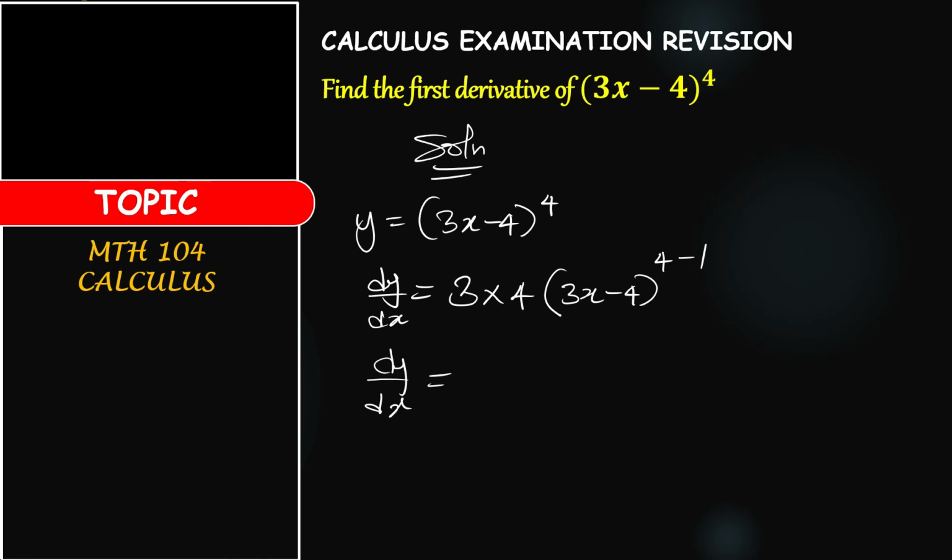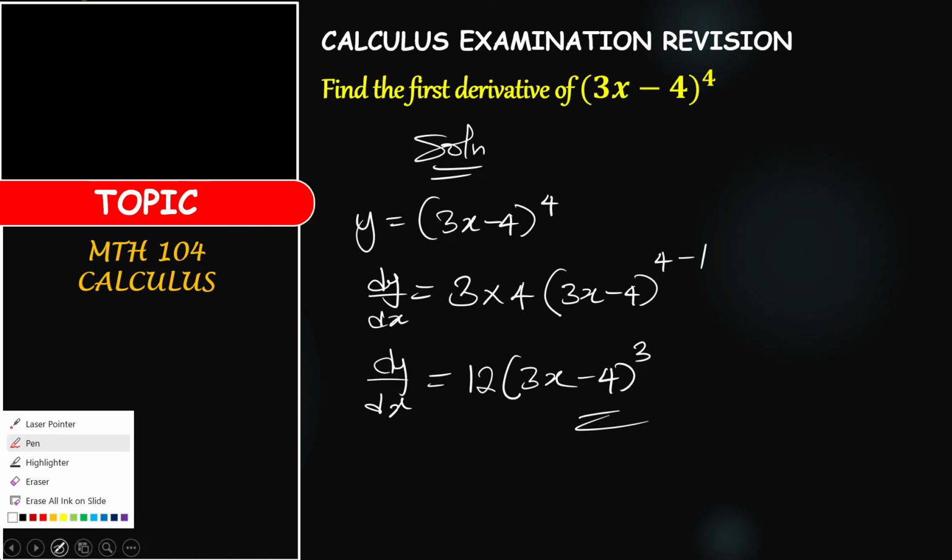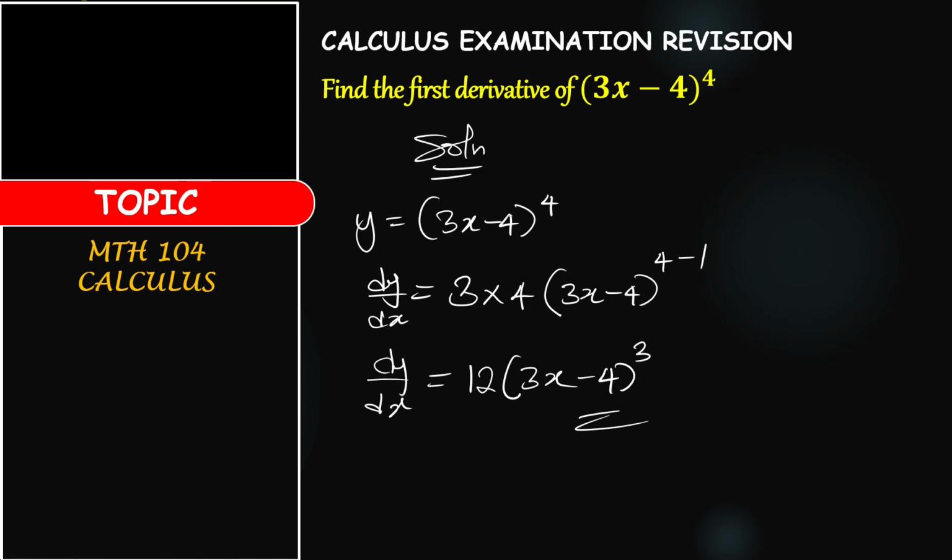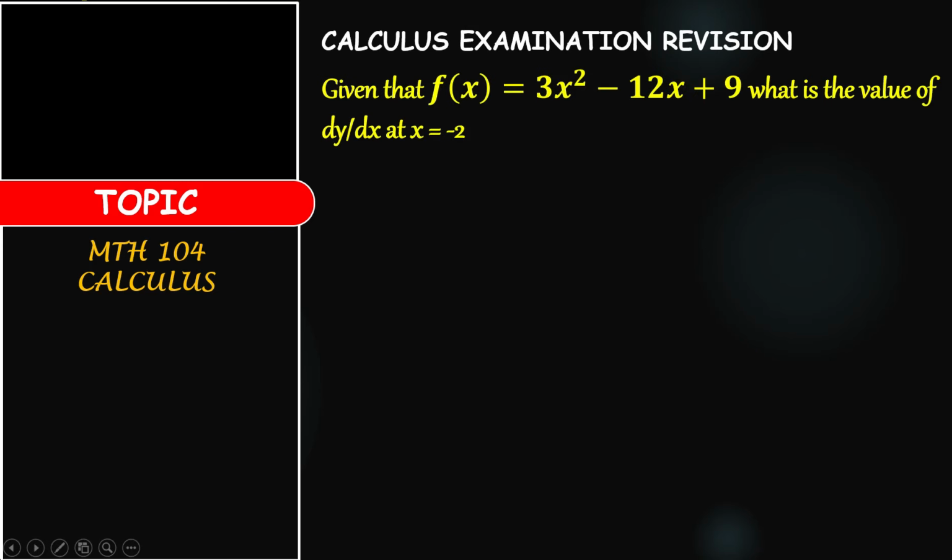So 3 multiplied by 4 will give us 12. And then here will be what? 3x minus 4. 4 minus 1 is what? 3. And that will be the correct answer to this question, which is option A for this particular question. Option A for this particular question. Let's see the next one.